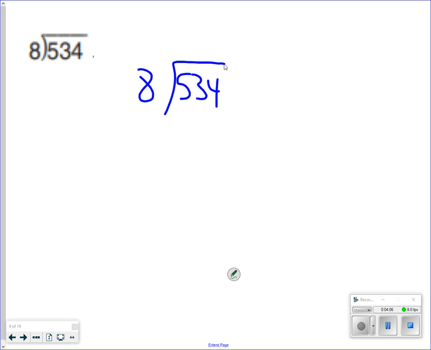How many times can the number 8 go into the 5? It goes in there 0 times. 8 times 0 is 0. Subtract, I got a 5, and I'm bringing down the 3. I'm going to change colors because that's the next step.